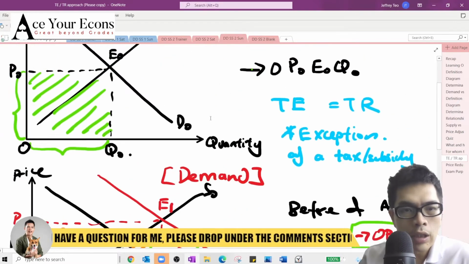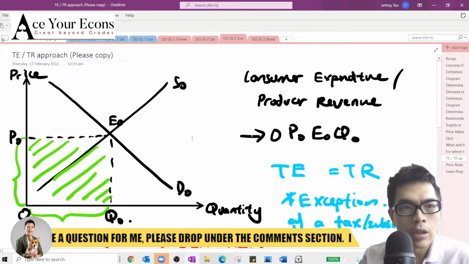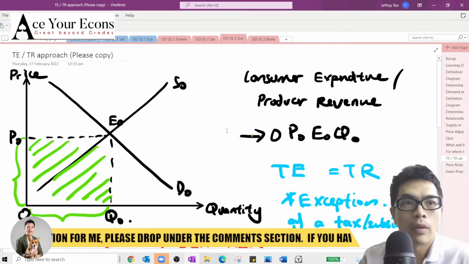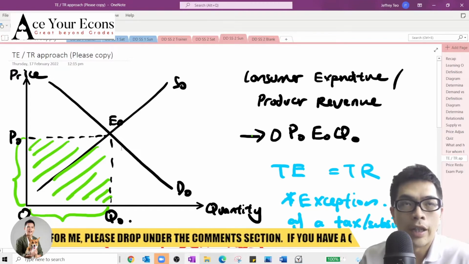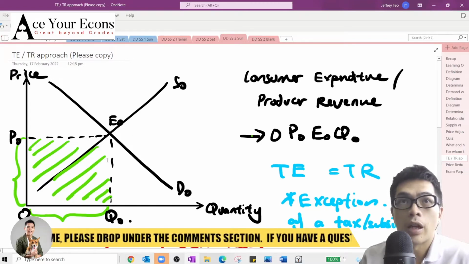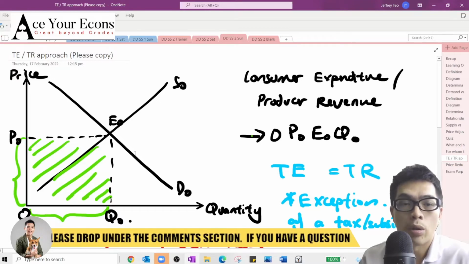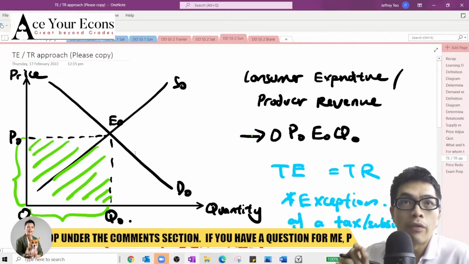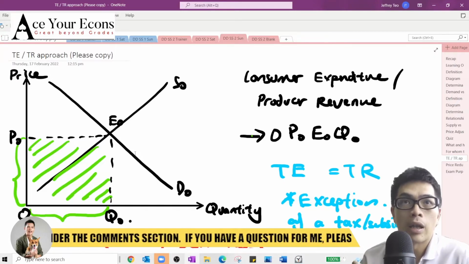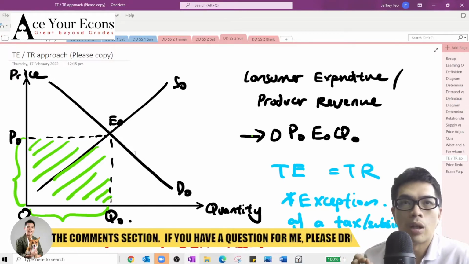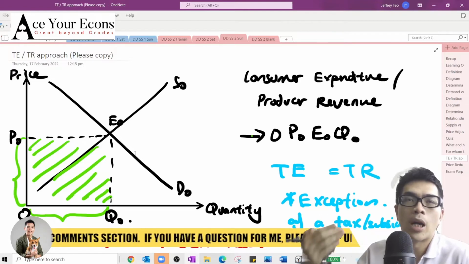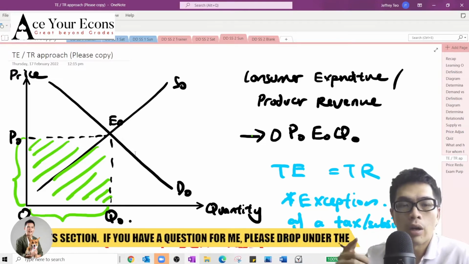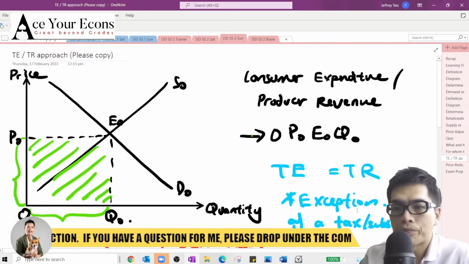And I also did an introduction on total expenditure and total revenue, right? On identifying the area between your price and your quantity. That will be your spending and your revenue. So today we'll be leveraging on this again. This will be the foundation block for an upcoming concept known as firm's pricing decision. So I want you all to pay attention to this.